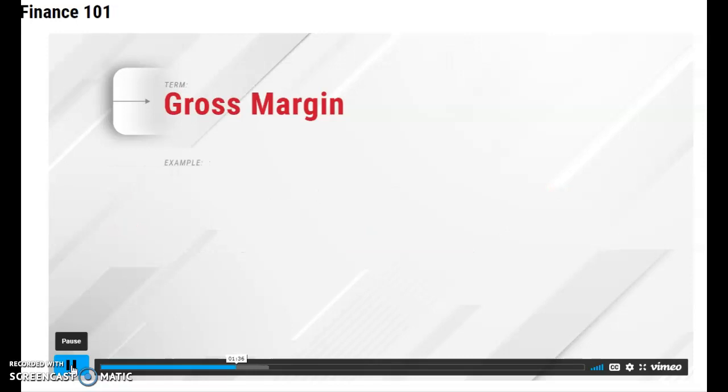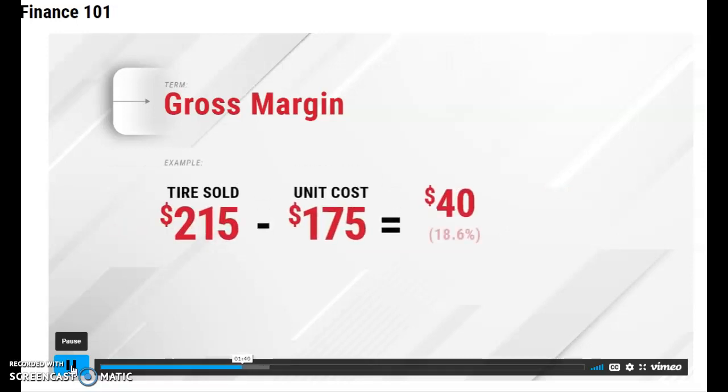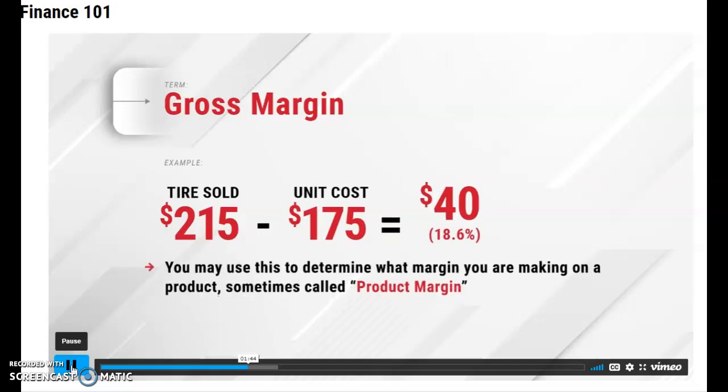As an example, you sold a tire for $250. It cost you $175. The margin percentage was 18.6%. You may use this to determine the margin you are making on a product, sometimes called product margin.